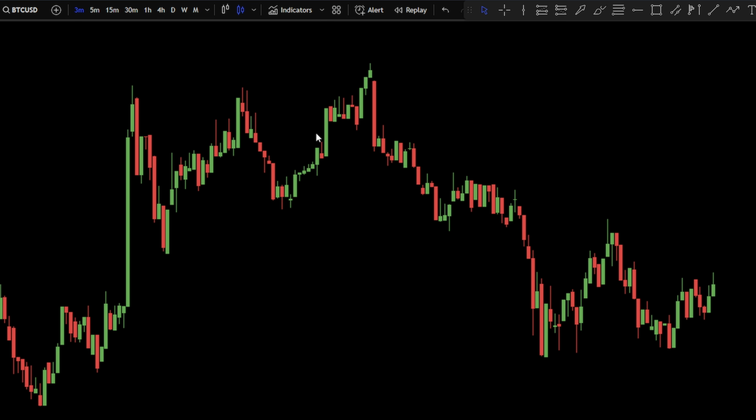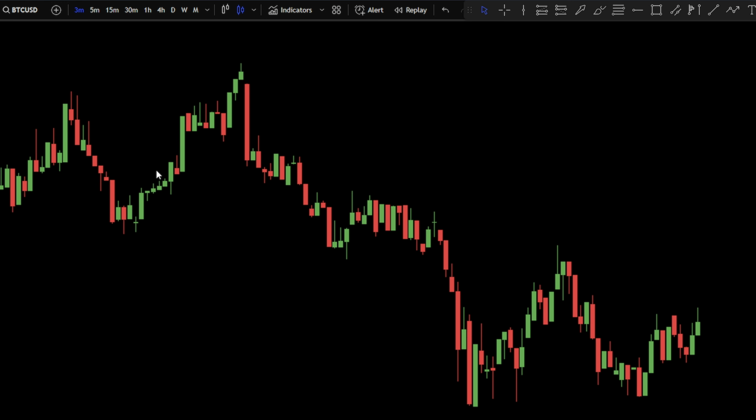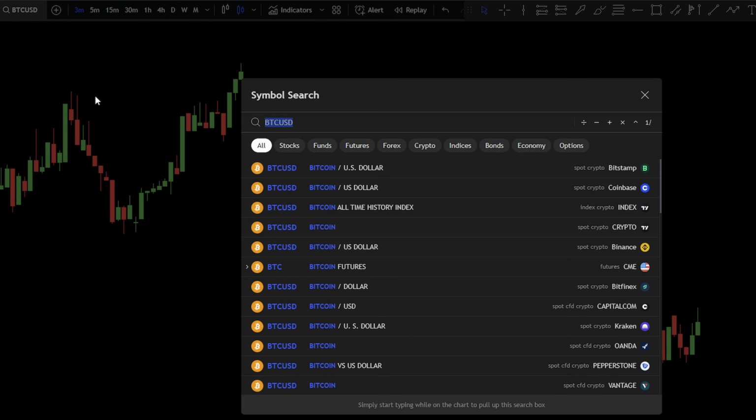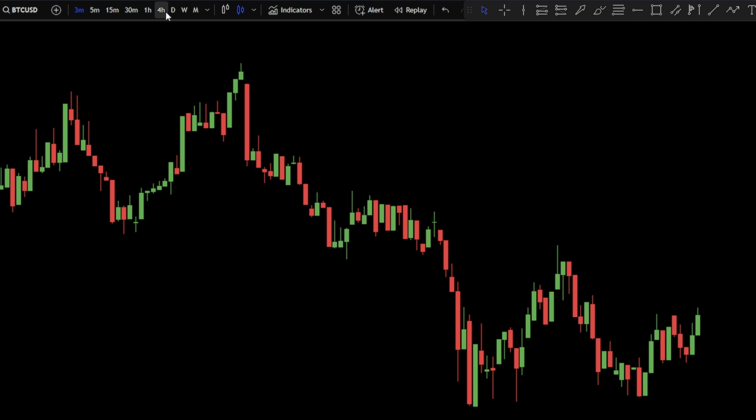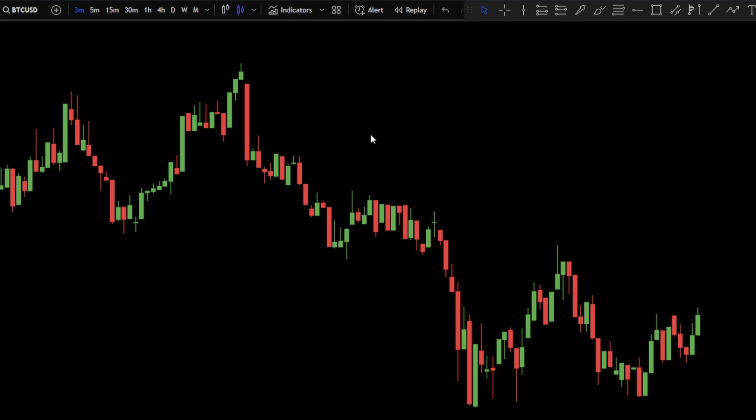To get started, we need to set up our indicators on TradingView, the platform I'll be using for this strategy. First, load the trading security you want to work with. I'm using the 3-minute time frame for Bitcoin to showcase today's strategy. However, this strategy can be applied to various assets and time frames with the proper adjustments.